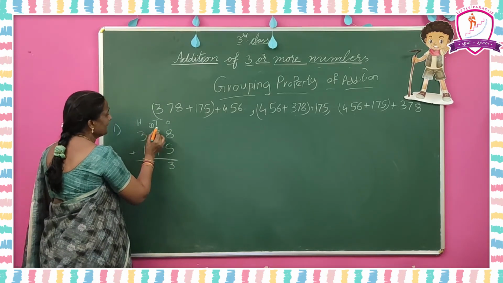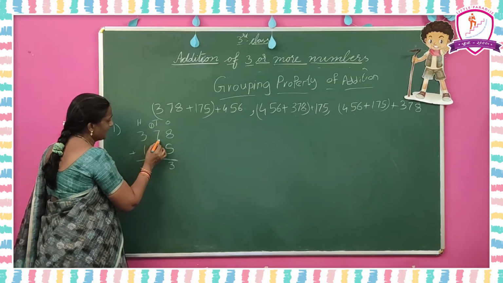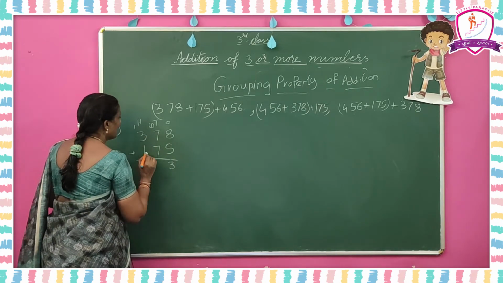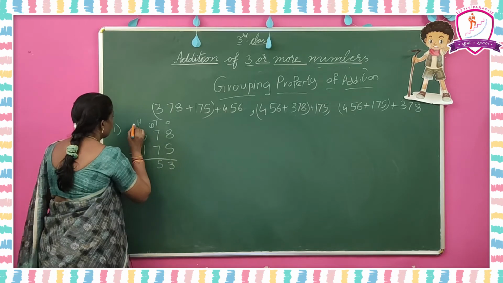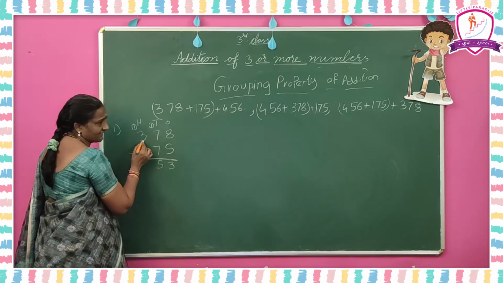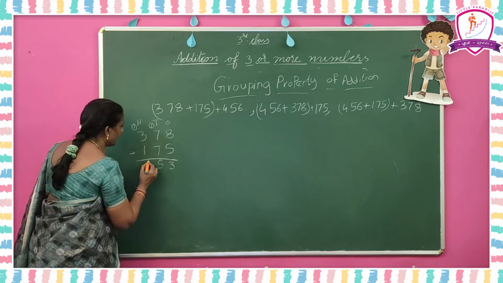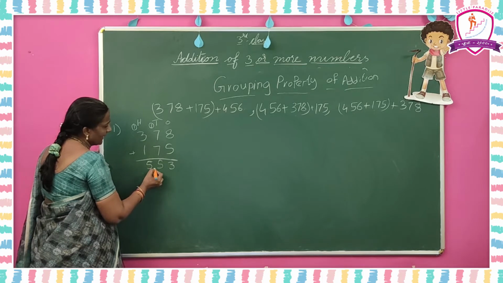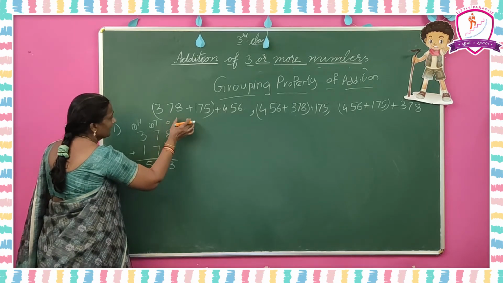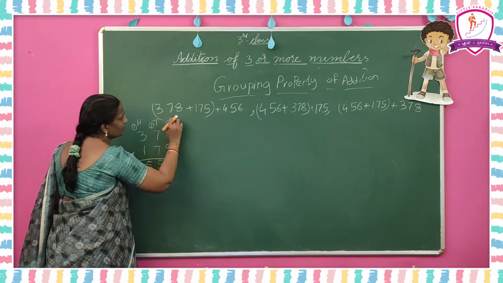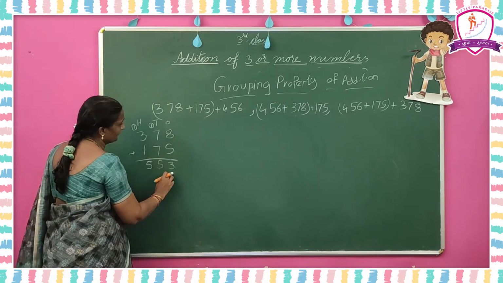Okay. 1 plus 7 is 8. 8 plus 7 is 15. Write 1 here, carry forward 1 here, and write 5 in the tens column. 1 plus 3 is 4, plus 1 is 5. That means we got 553. The sum of these two numbers is 553.